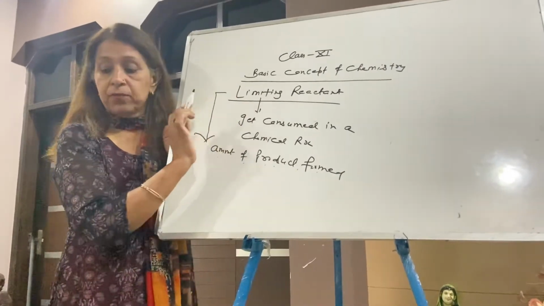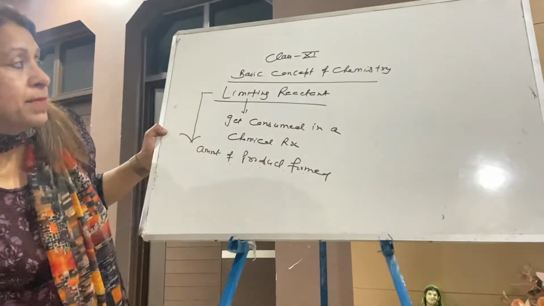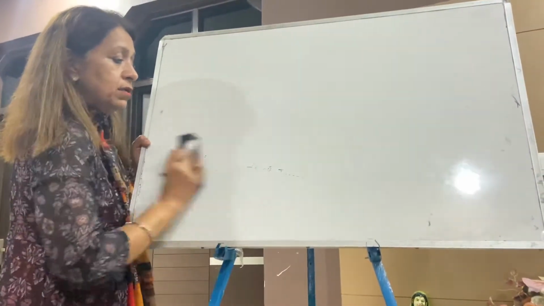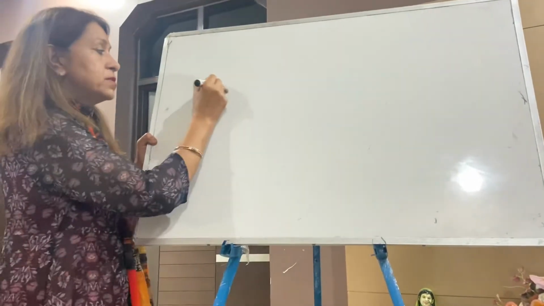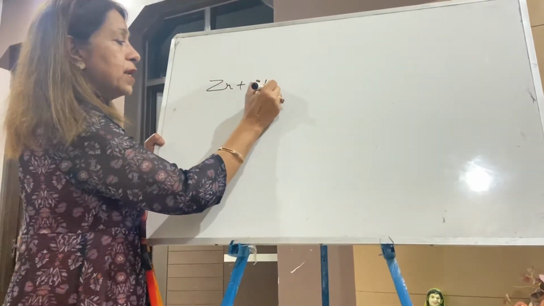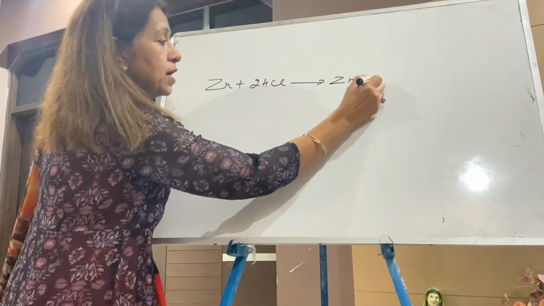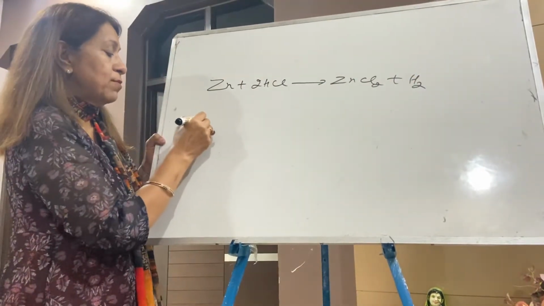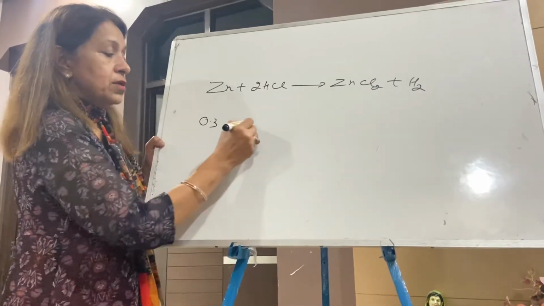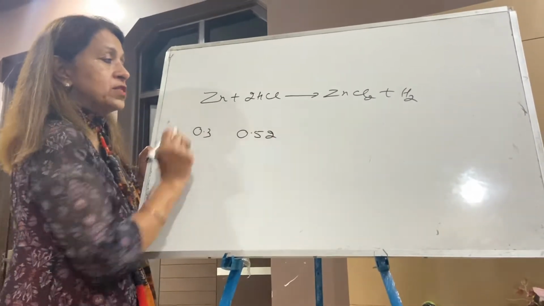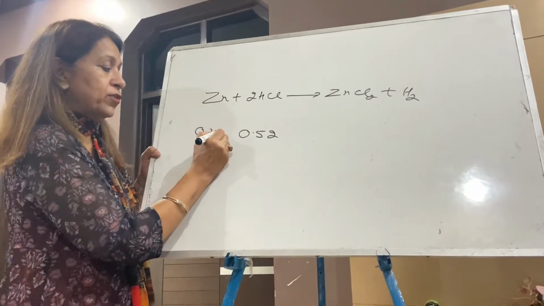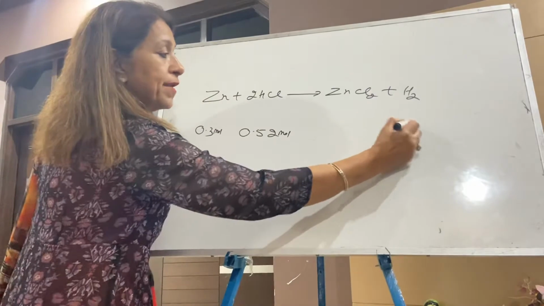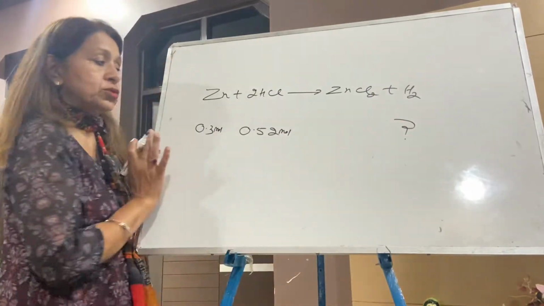That I am taking now in numerical form. Write the first numerical of the limiting reactant. Zn + 2HCl → ZnCl2 + H2. 0.3 mole of zinc is given, 0.52 mole of HCl is given. Write down 0.3 mole, 0.52 mole, and the question is: how many moles of hydrogen gas are formed?